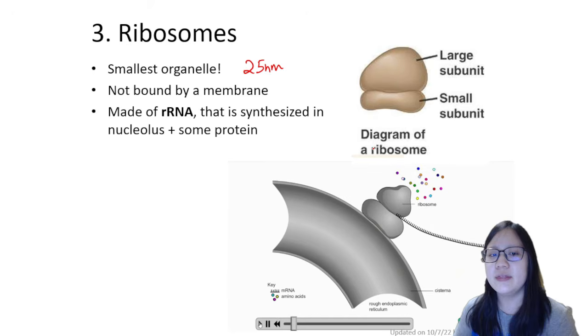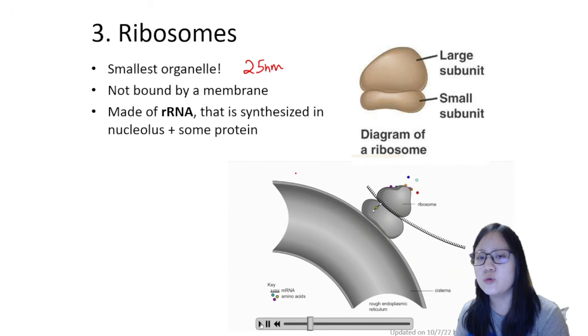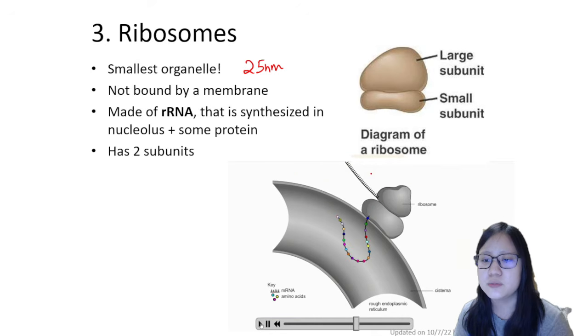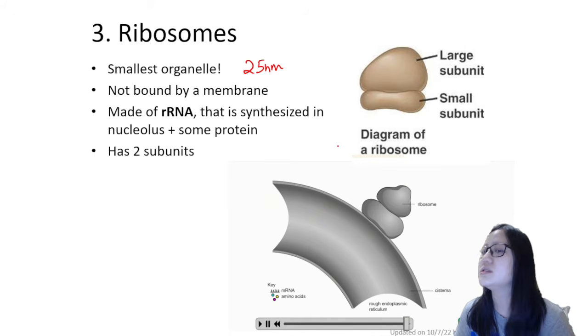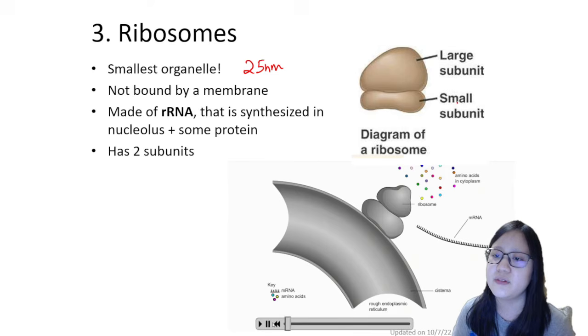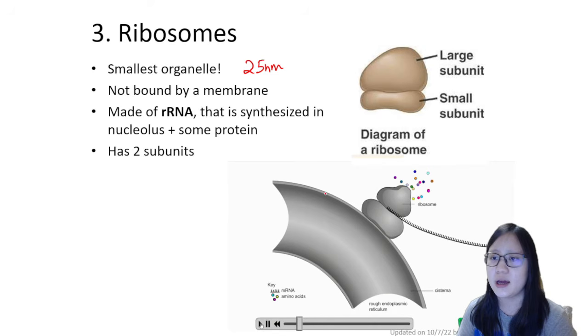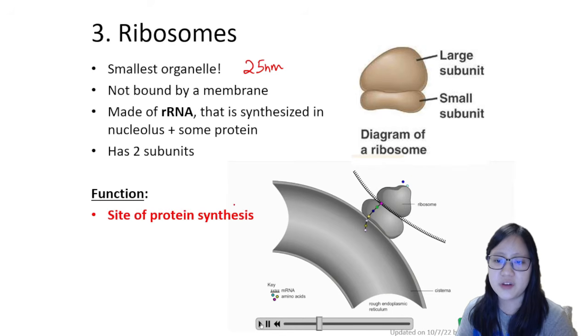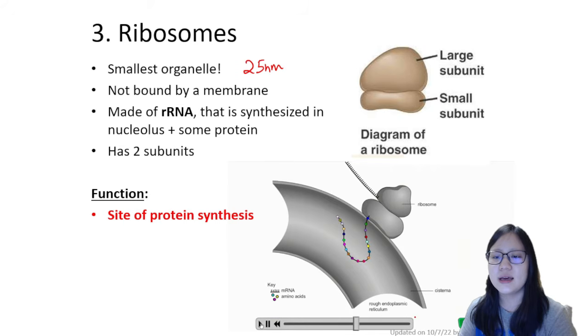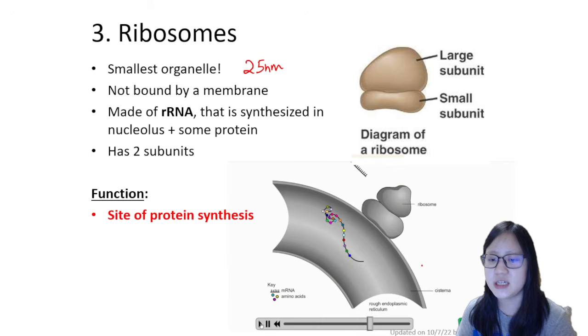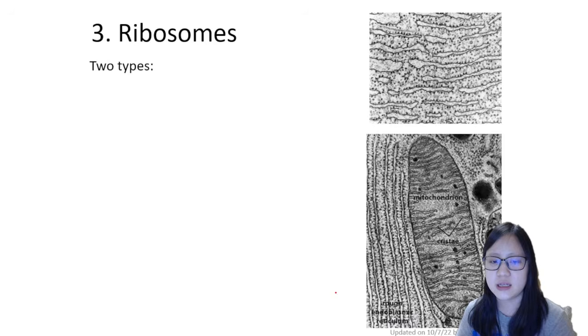Now, it's made of rRNA, which is synthesized in the nucleolus that we saw just now, and also some other protein. It has two subunits, as we can see here, a large subunit and a small subunit. It's usually simplified in a diagram in this manner here. Now, its function, as we can see in this picture and my explanation just now, is to produce protein. It is the site of protein synthesis.